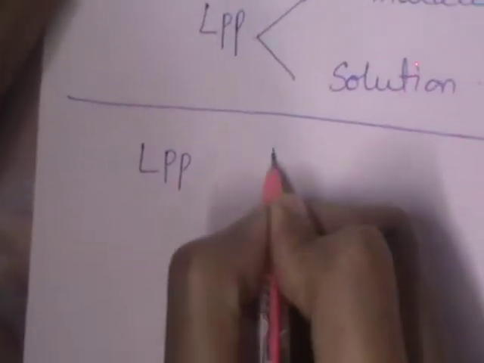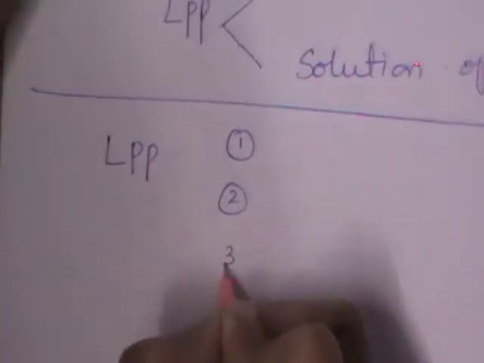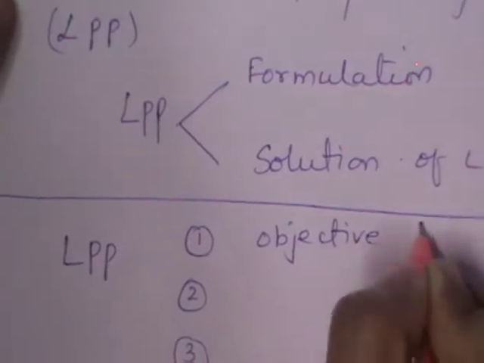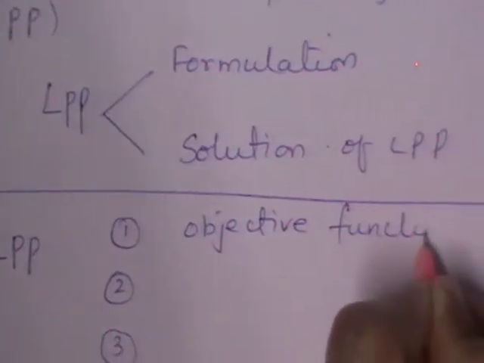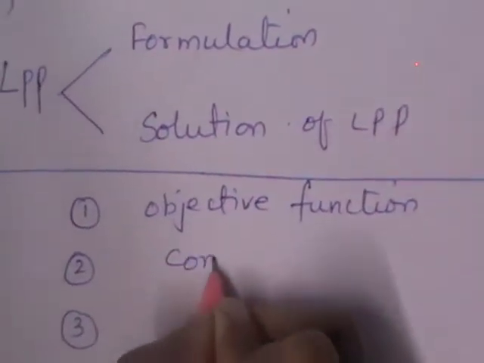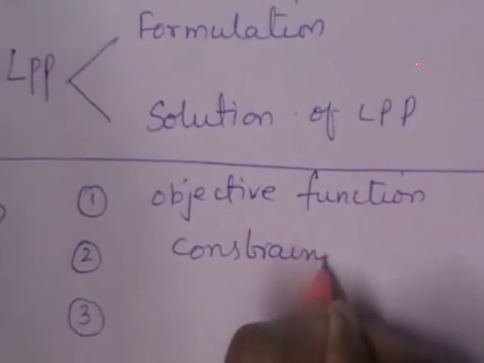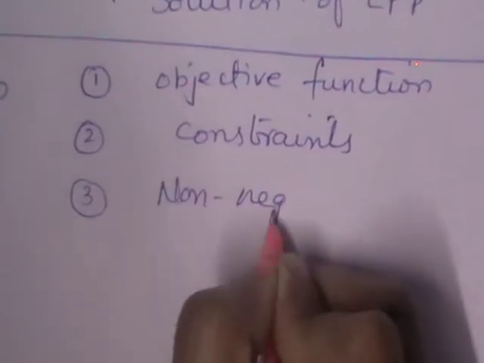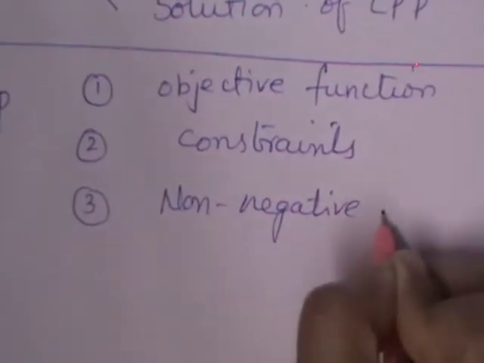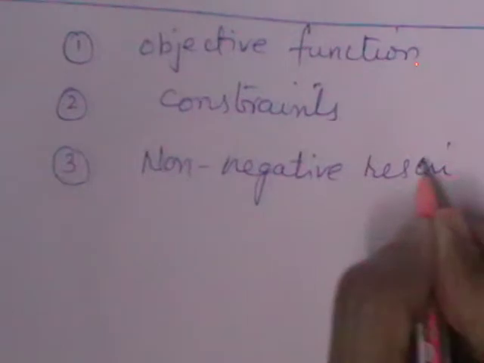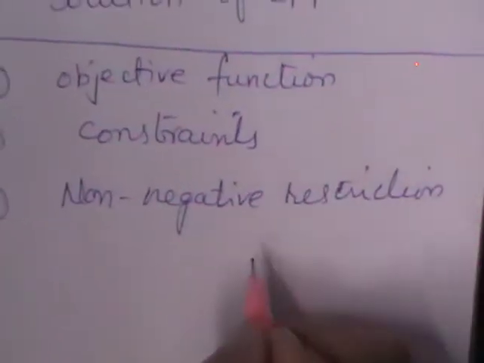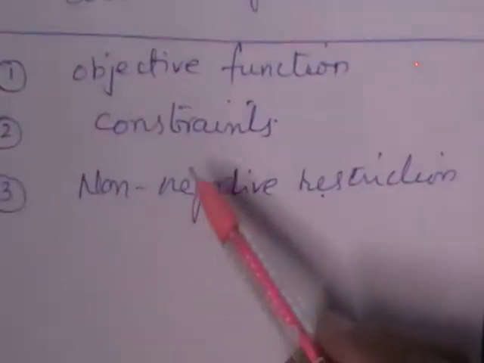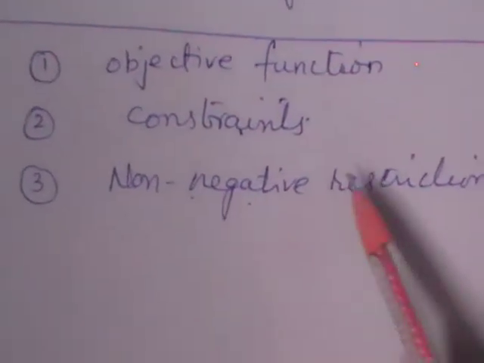An LPP consists of three parts, which are called the objective function, constraints, and non-negative restriction. These are the three parts of any LPP. So if you are going to write a given problem as an LPP, it should have all these three parts: objective function, constraints, and non-negative restriction.